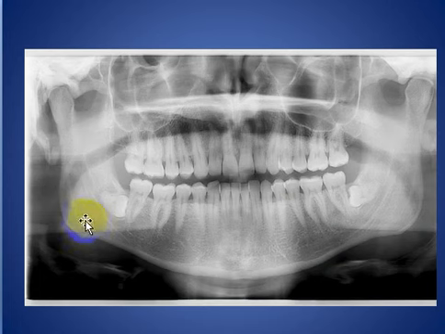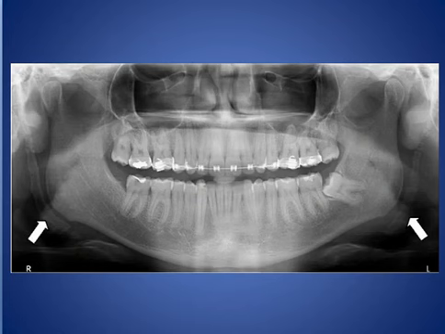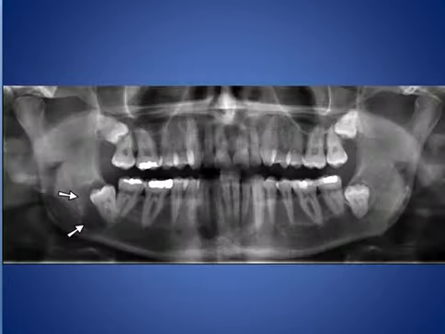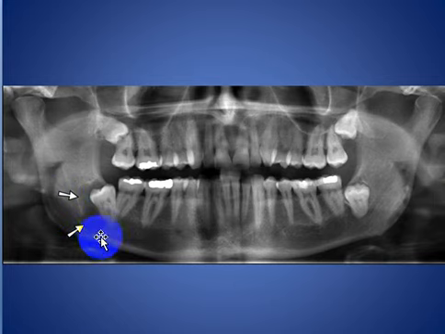Here another impacted wisdom teeth bilaterally on the left side and the right side. Here another patient with impacted teeth on the left side, and we have also here long stylohyoid ligament calcification, as we see here bilaterally. Here we see a lucent area around the teeth here, and this is a dentigerous cyst.